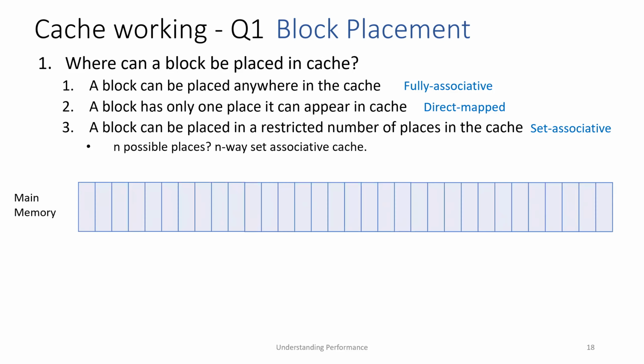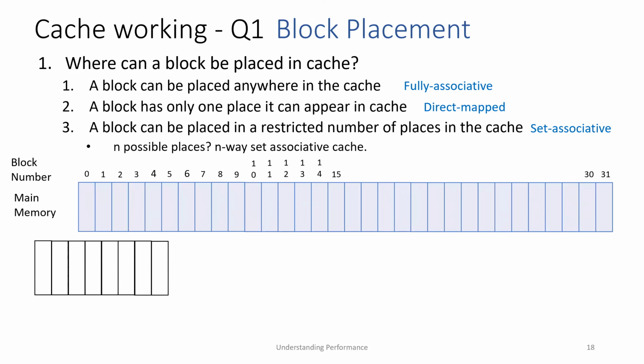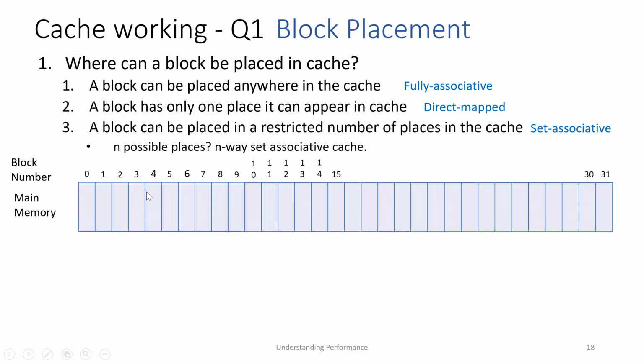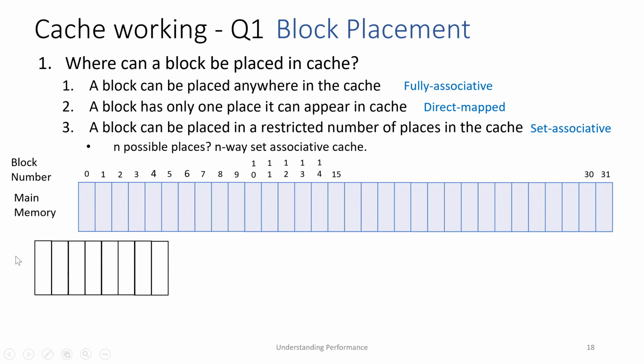Now, let's quickly understand how the blocks are mapped. Let's say our memory has a capacity of 32 blocks: 0, 1, 2, 3, and so on, 10, 11, 12, and so on, up to 30 and 31. That's the block number. This is our memory. Now let's take a cache which has a capacity of only 8 blocks. It means that out of these 32, at any given moment, I can store only 8 of them, right?